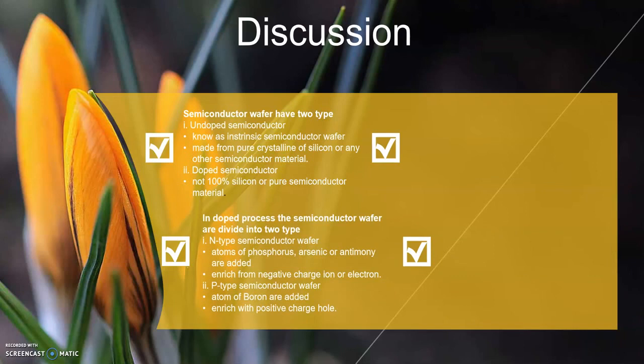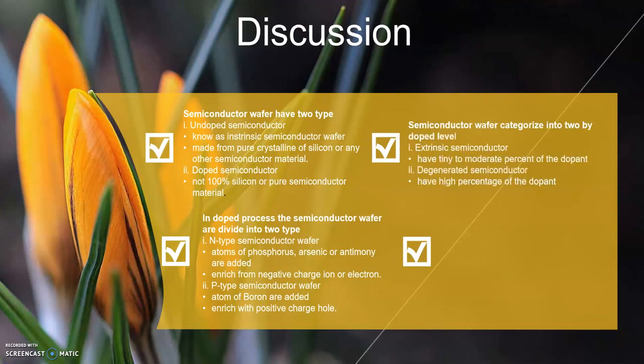In N-type, atoms of phosphorus, arsenic, or antimony are added. It is enriched with negative charge ions or electrons. In P-type semiconductor wafer, atoms of boron are added. It is enriched with positive charge holes. Semiconductor wafers can be categorized into two by dopant level: extrinsic semiconductor, which has a tiny to moderate percent of the dopant, and degenerate semiconductor, which has a high percent of the dopant.